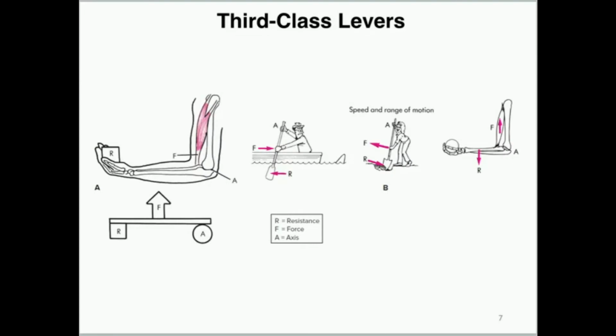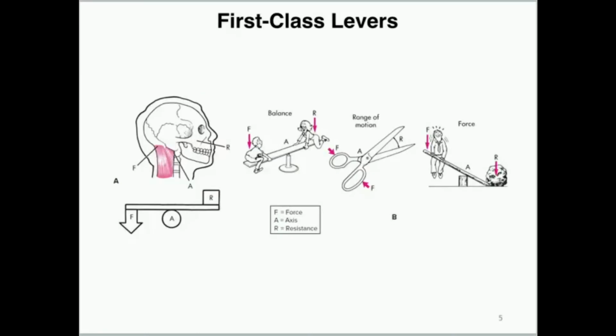I'm going to preface an important point here. Most of the joints in the human body are third class levers. The majority of them are third class. However, some of them are first and second class, so let's discuss that.